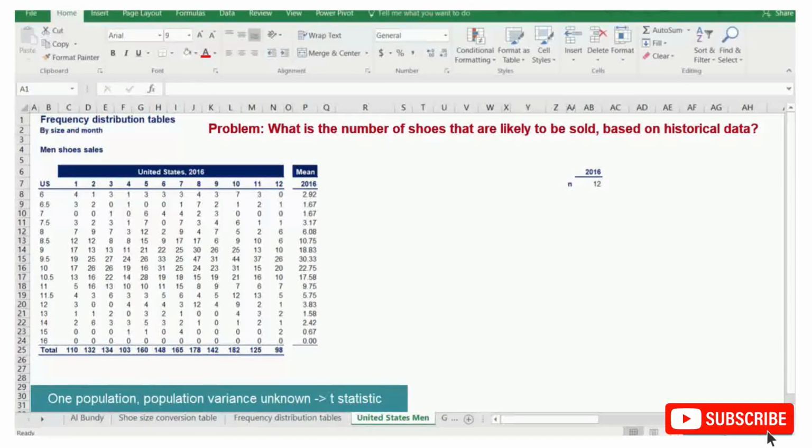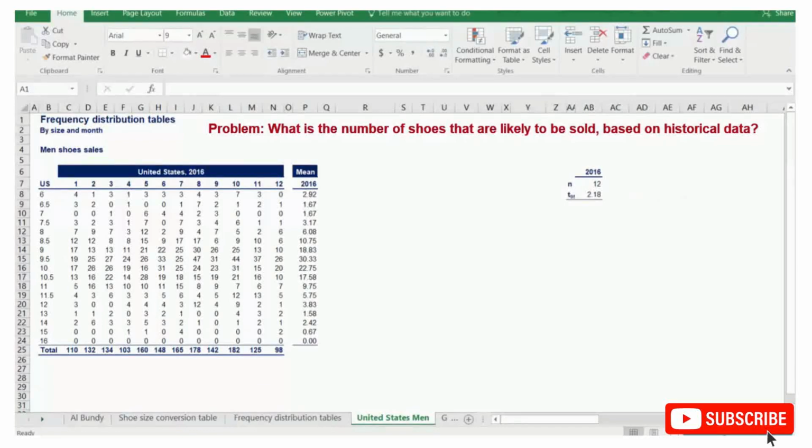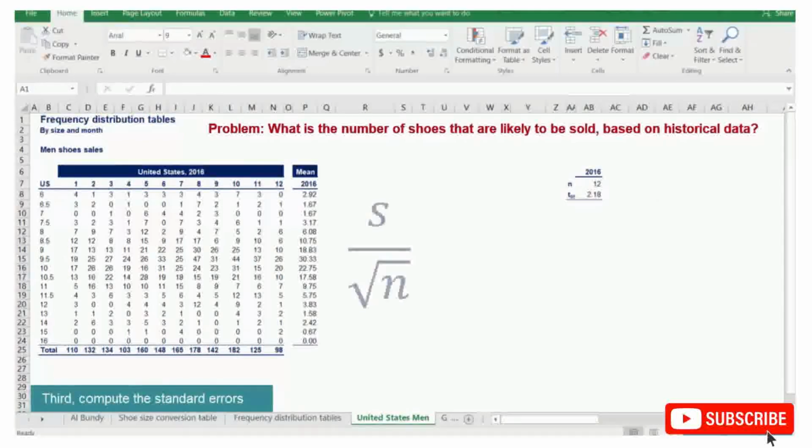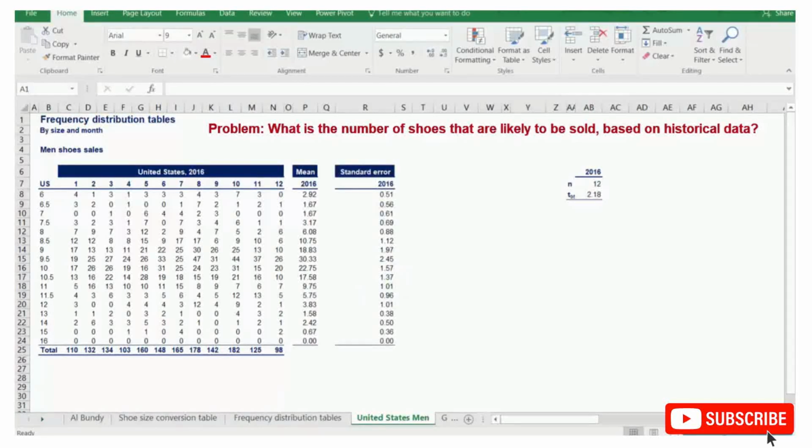We have a sample of 12 observations. Therefore, we are looking for the t-statistic for a 95% confidence interval with 11 degrees of freedom. It is 2.18. Next, we will compute the standard errors. We will use the good old formula. While it is unnecessary to go through this step, as we have everything we need, I will still show you the margins of error, as it may be interesting for some of you to examine.